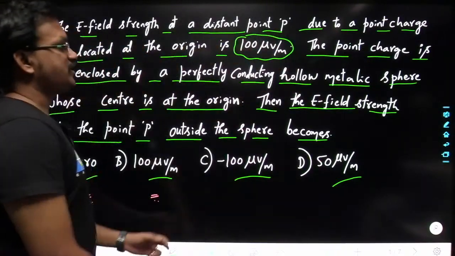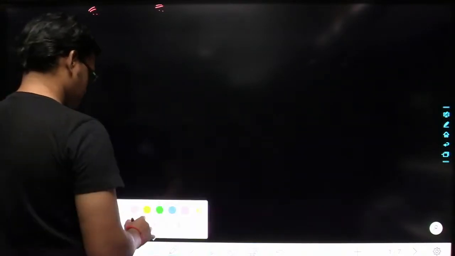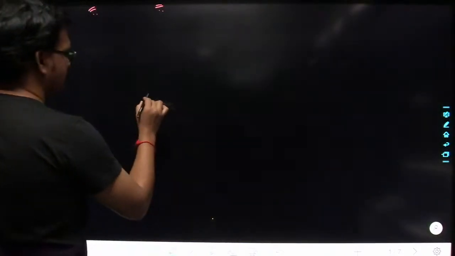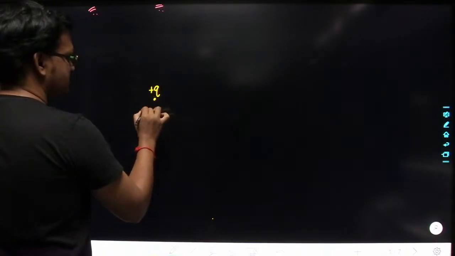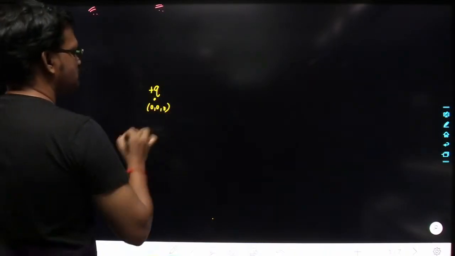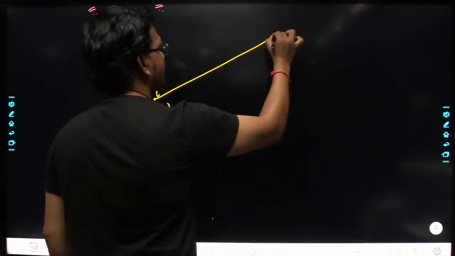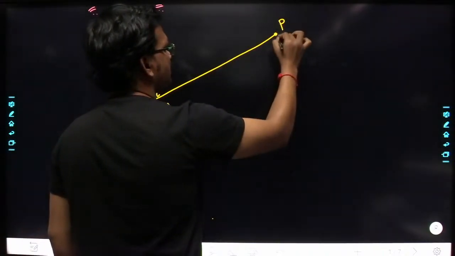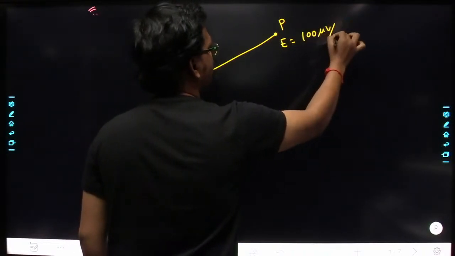Okay. See here. They are saying that plus q charge is placed at origin here. So let us say this is origin, right? So due to this plus q charge, at some point P at this location, electric field is equal to 100 microvolt per meter, right?